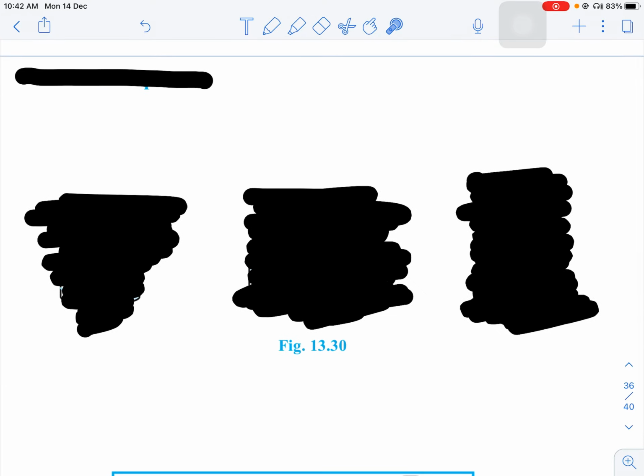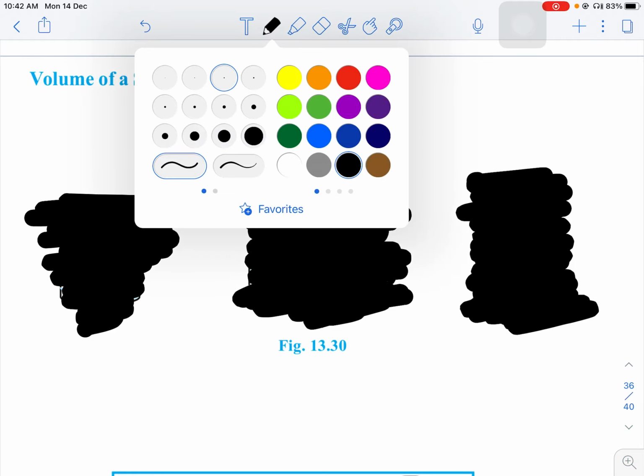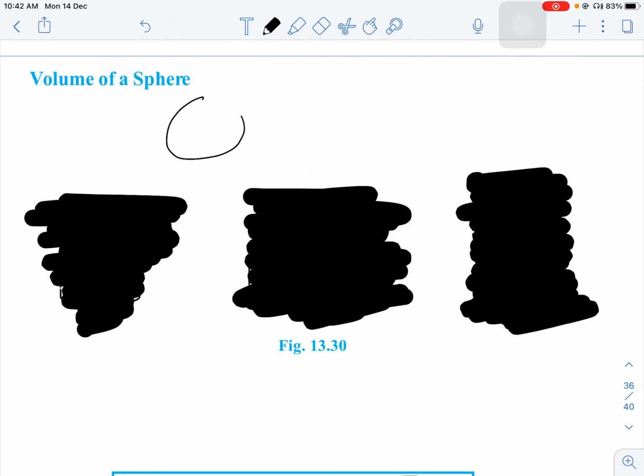So now, let us see how to measure the volume of a sphere. For that, first take two or three spheres of different radii. For example, this is our first sphere, second sphere, and a third sphere. Now these three spheres are of different radii.